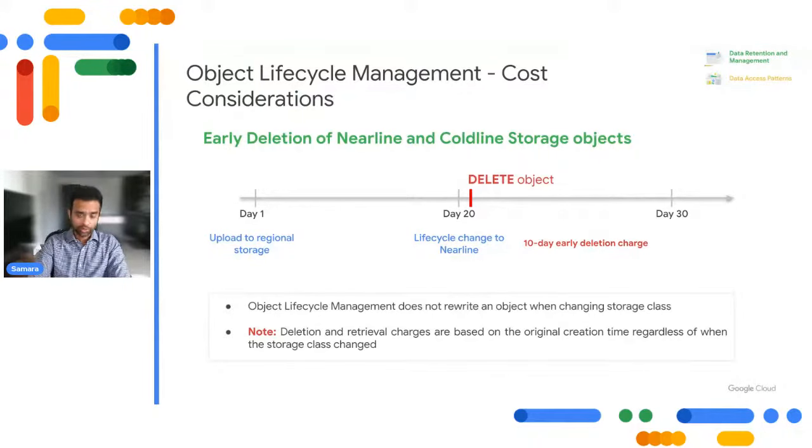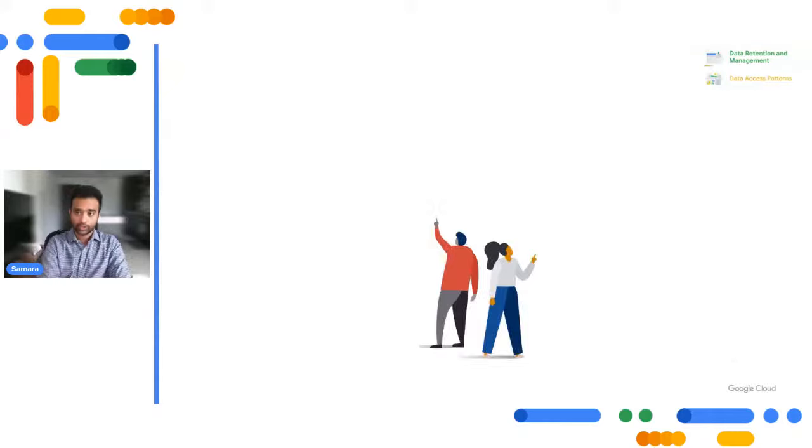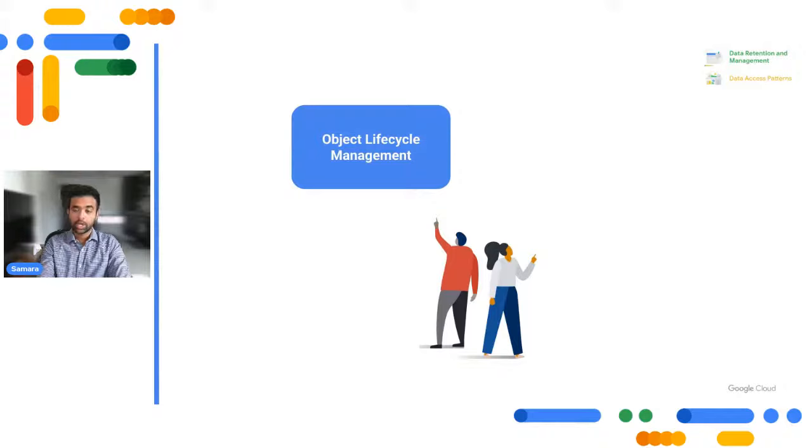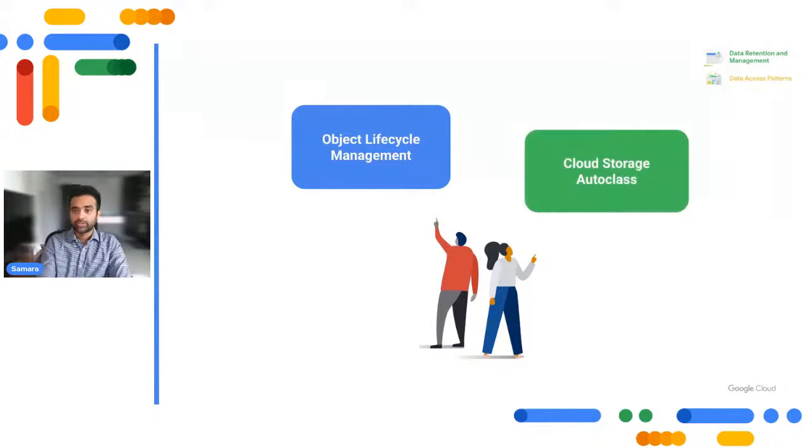So we covered two concepts, right? One is Autoclass, which is an automated way to transition data between storage classes. Next one, we just covered OLM, Object Lifecycle Management policies. Essentially, both of them do the same thing, transitioning objects between the storage classes. So you have two options, which one to choose, OLM or Autoclass?